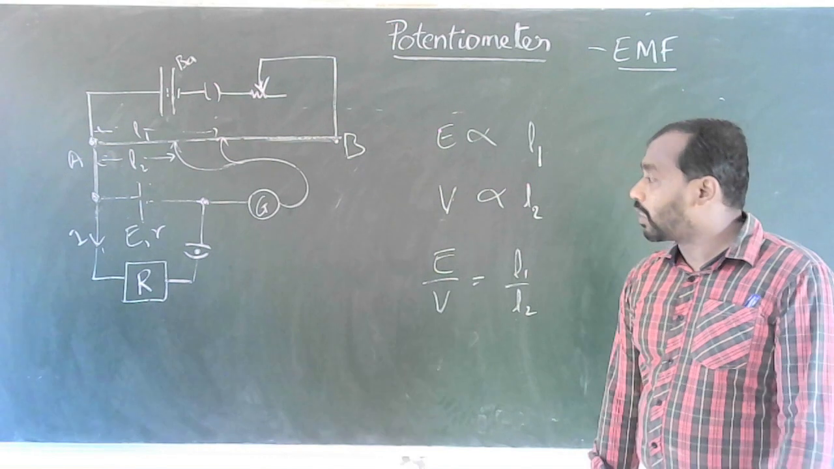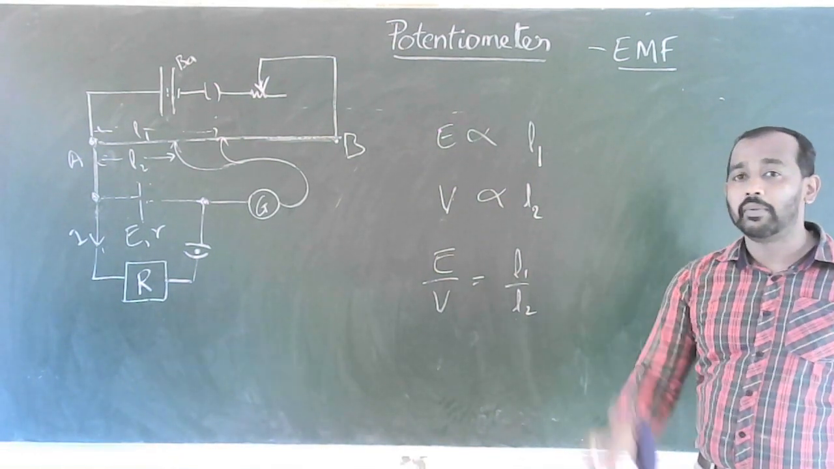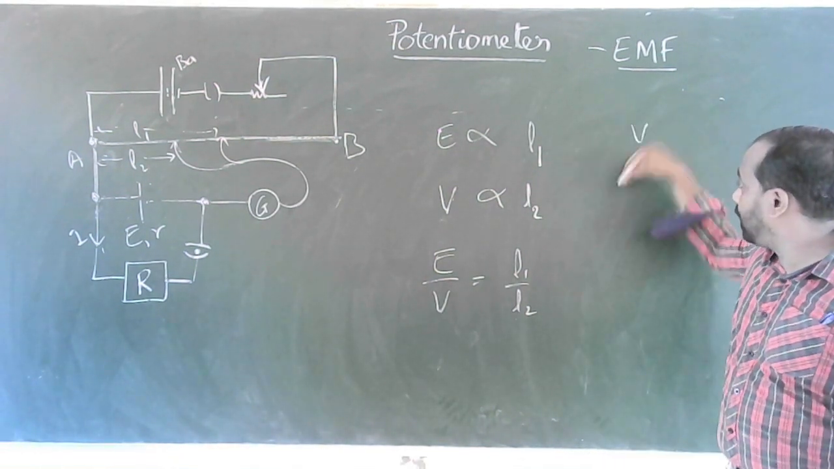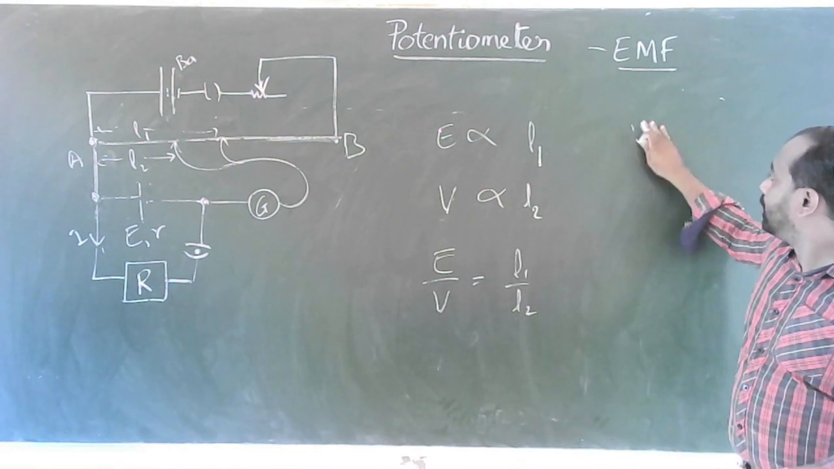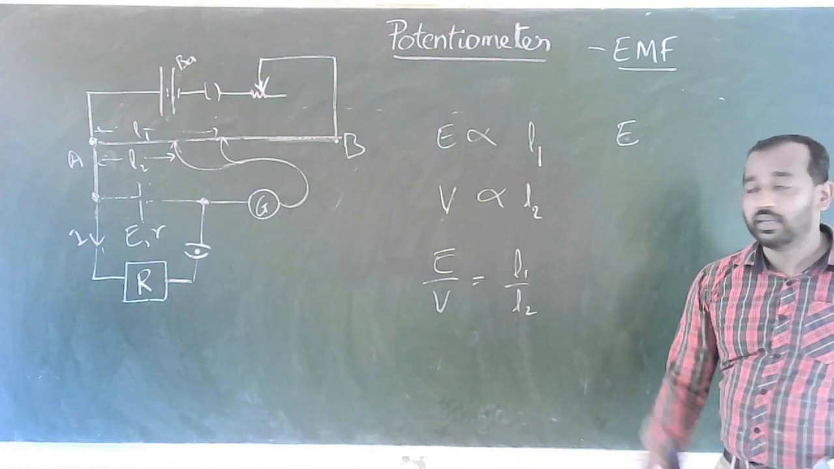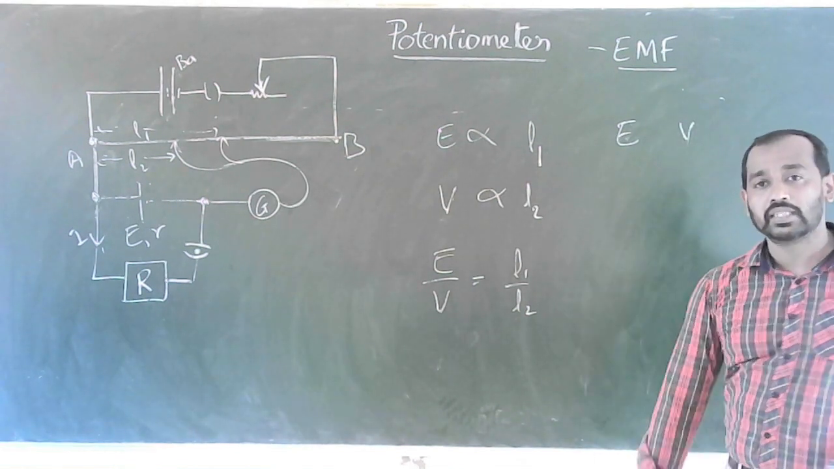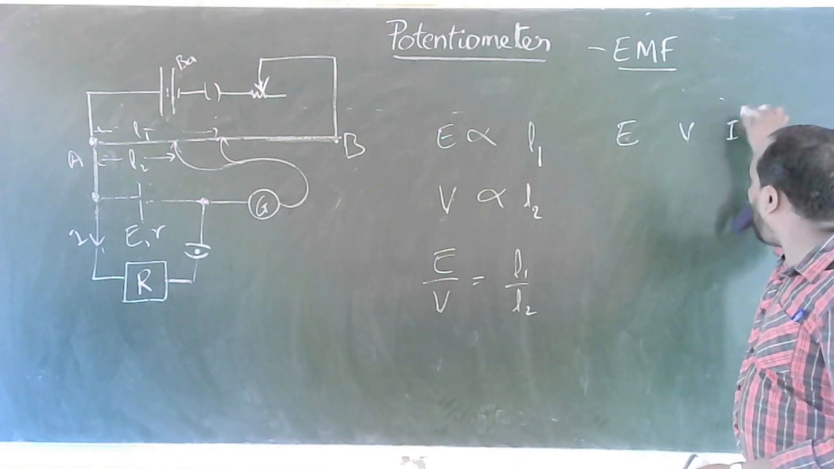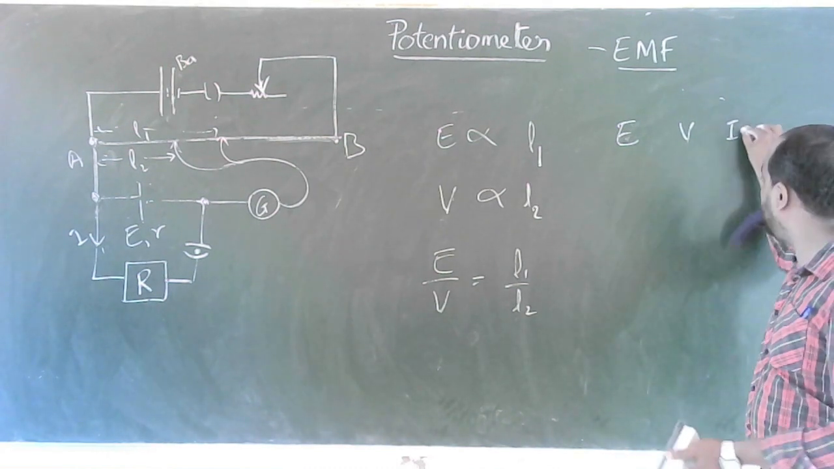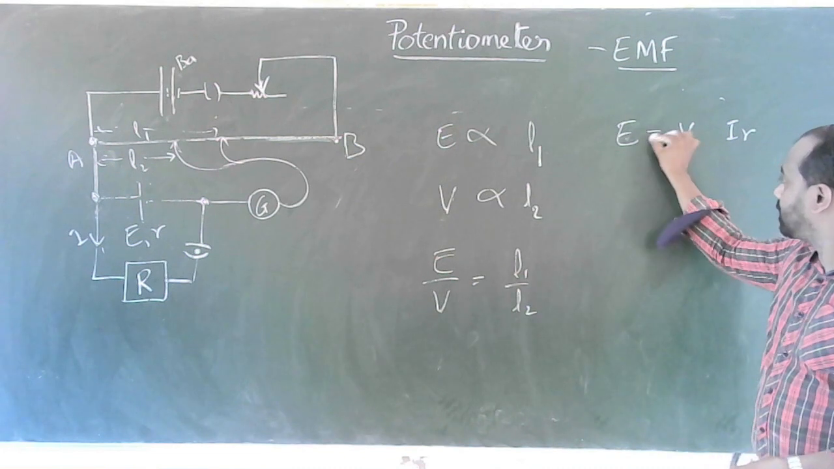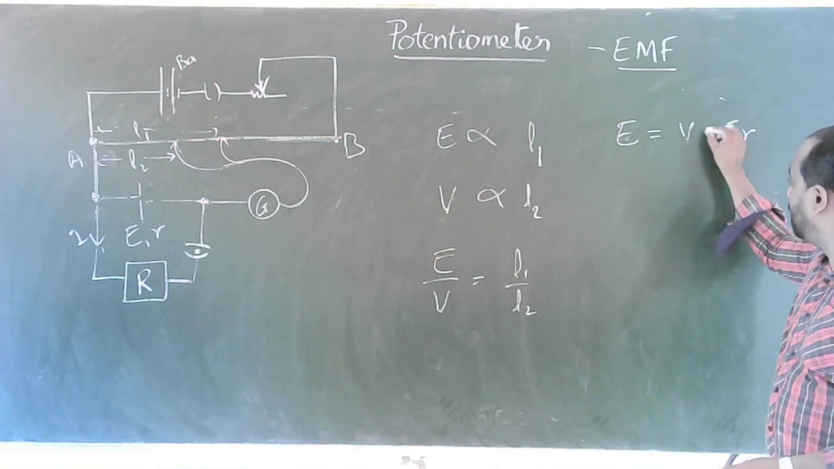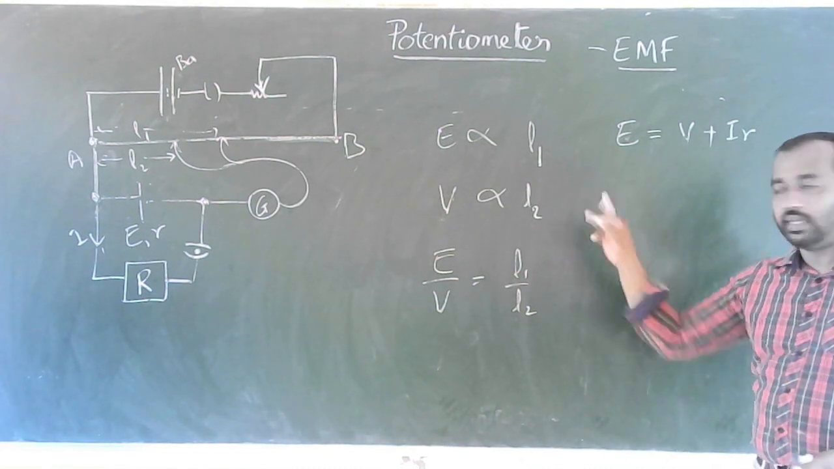Okay. Then we have determined the expression. E is the EMF, V is the terminal potential difference, I is the current, and r is the internal resistance. What is the relation between them? So we know that E must be equal to how much? V plus Ir. Okay, that's the value of E.